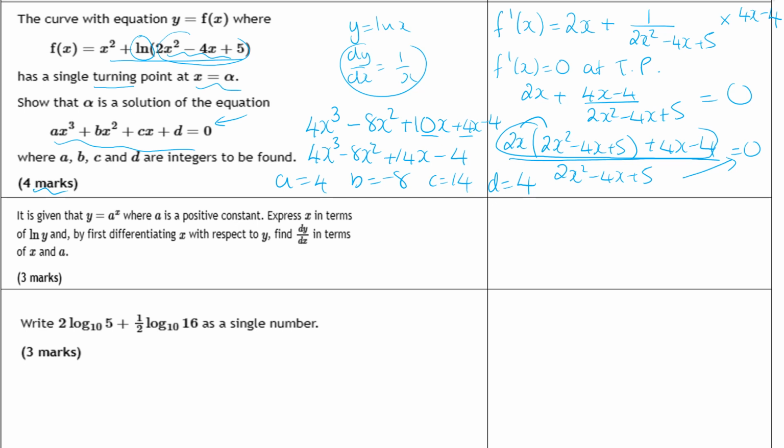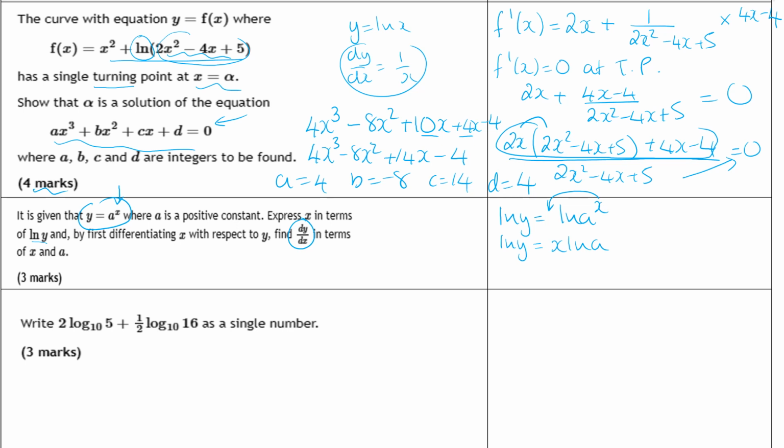Okay, next one, it is given that y is equal to a to the x. A is positive, express x in terms of the ln of y and differentiate to find dy by dx. So this is how we differentiate y equals a to the x. When x is in the power, what can we use in order to bring that down? If we take ln's to both sides, then using the log law, that x can come down. ln of y is equal to x ln of a. Now a is a constant and it's just a constant times x.